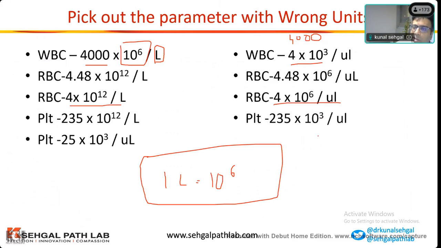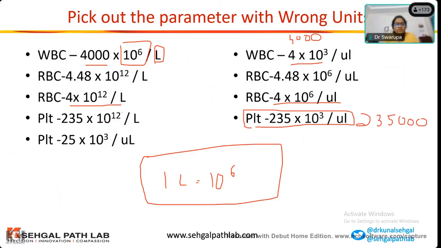What is the normal platelet count? 150 to 400. If this was 2,35,000, because I would have added 3 zeros, right? So if this was 2,35,000 on the left hand side, what would have been the units? 10 to the power 9. Excellent. So this would have been 10 to the power 9.